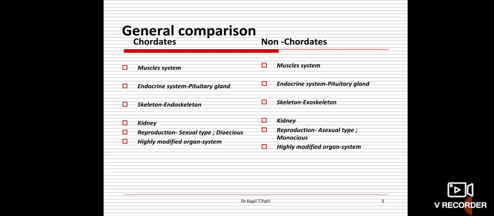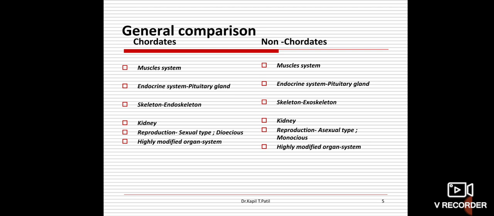Then next point, skeleton. When you discuss the skeleton, in a chordate endoskeleton is present, in a non-chordate exoskeleton is present. The main function of the skeleton is to provide support as well as a framework to the body. Endoskeleton means skeleton present inside the body. These are made of bone and cartilage. But in a non-chordate, generally an exoskeleton is found, skeleton present outside the body. The best example is an insect showing the exoskeleton.